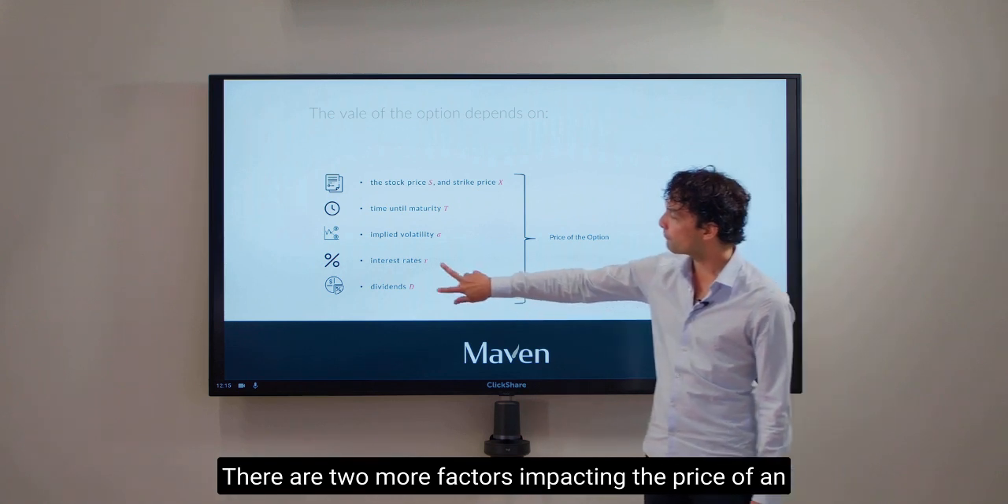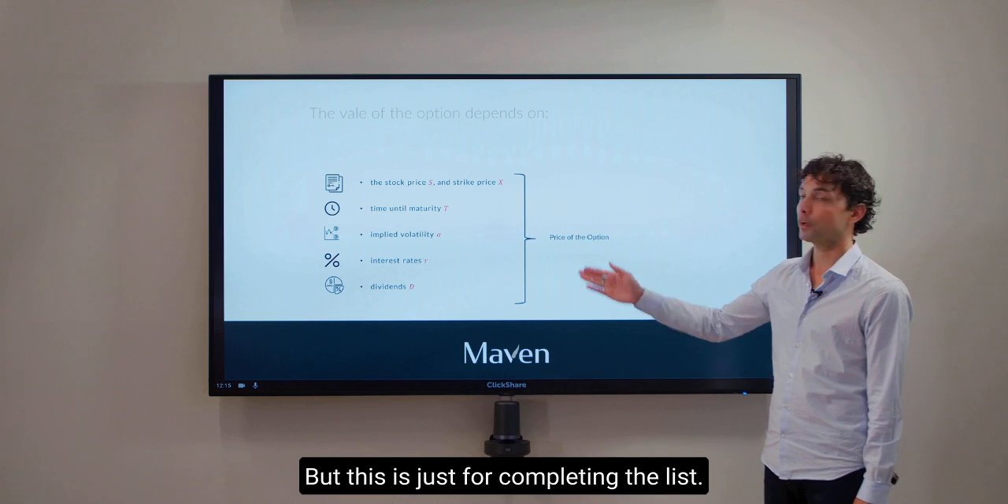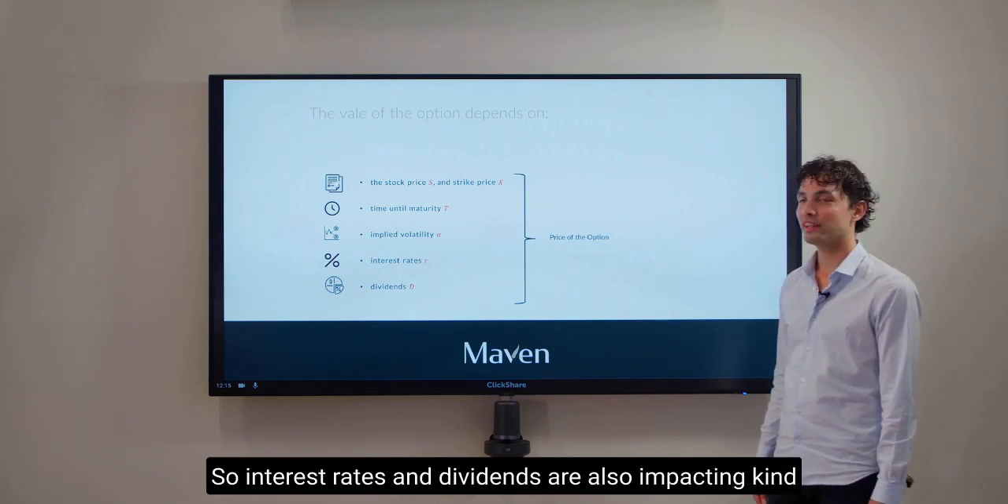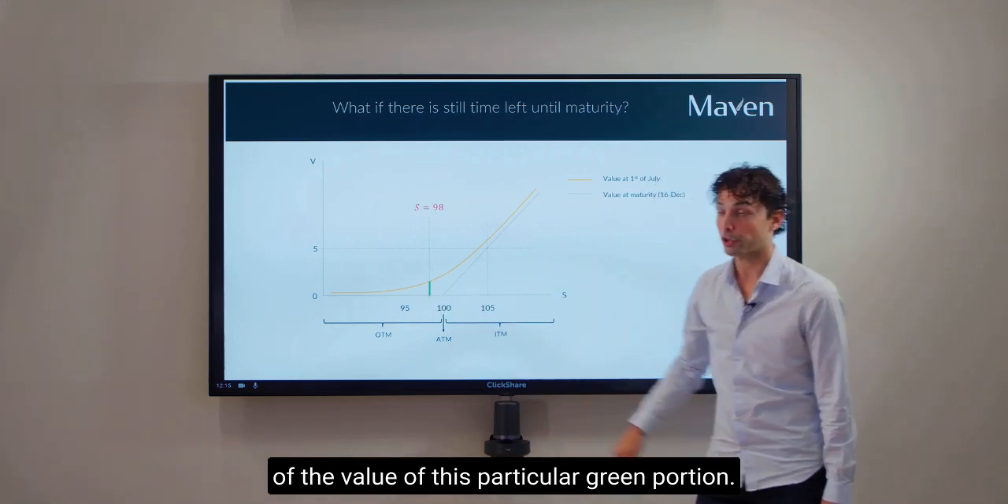There are two more factors impacting the price of an option, but I'll leave them for what they are. This is just for completing the list. So interest rates and dividends are also impacting the value of this particular green portion.